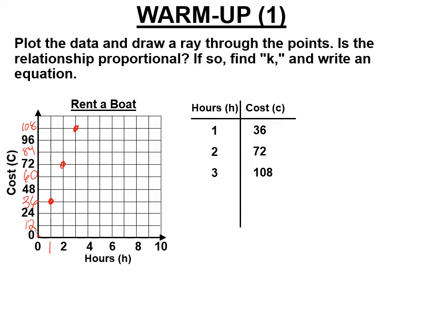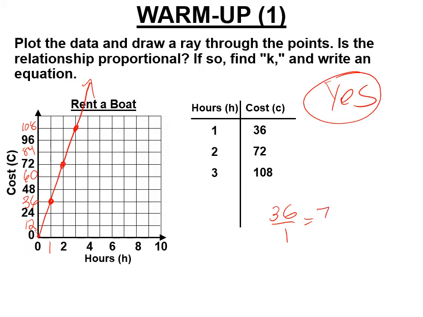Can I draw a ray through these points starting at 0, 0 or through 0, 0? I can. I didn't do it that well, but the answer is yes, it's proportional. What's K? Well, K is right there, right? All of these are equal. You could also have done it that way. They all equal 36. So K equals 36.